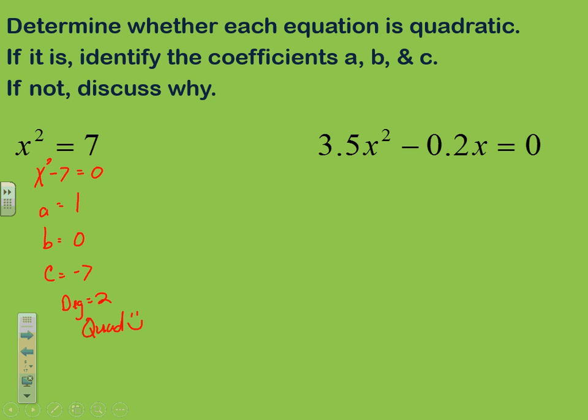And the one on the right, where it says 3.5x squared minus 0.2x is equal to 0, it's already in standard form for us. The degree, again, is a 2, so that means, yes, it is quadratic. And A, B, C identify the various values of the problem. The A term is 3.5, the B term is negative 0.2, and the C term is missing, so that's 0.